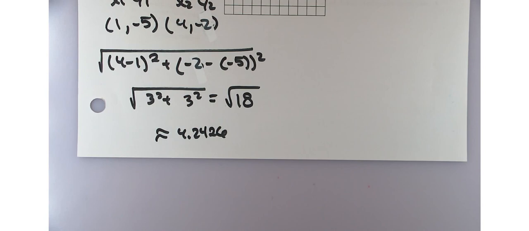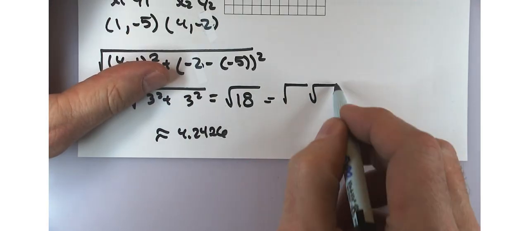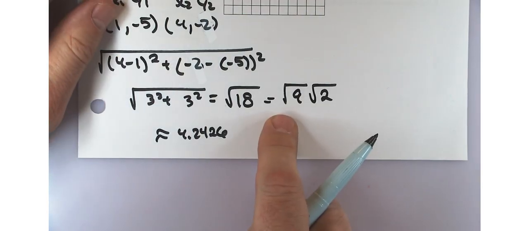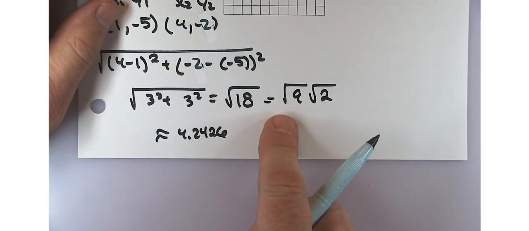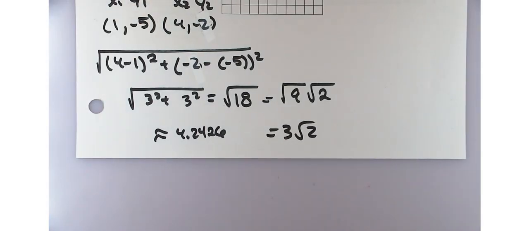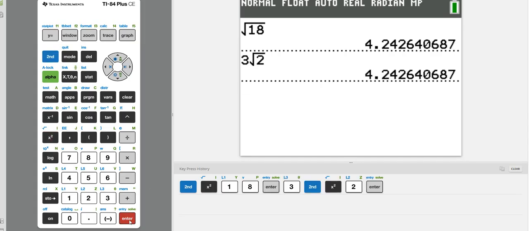Some of you might have calculators that'll play around with it like this. You might recognize that 18 is 9 times 2. What's the square root of 9? 3. So you could also write this as 3 times the square root of 2. That's something I worried about in an algebra class. I'm not going to worry about it for you guys. If you know that, if you're comfortable with it, great. Let's just check it out, though. 3 times the square root of 2. Oh, same thing. Exactly the same thing.